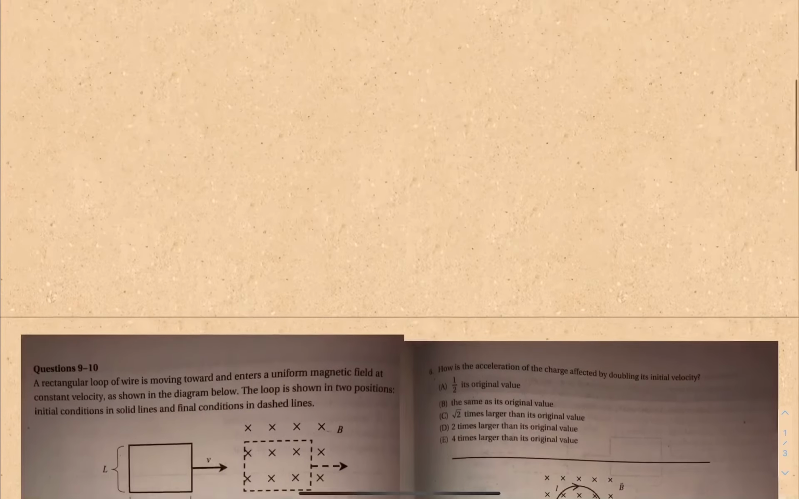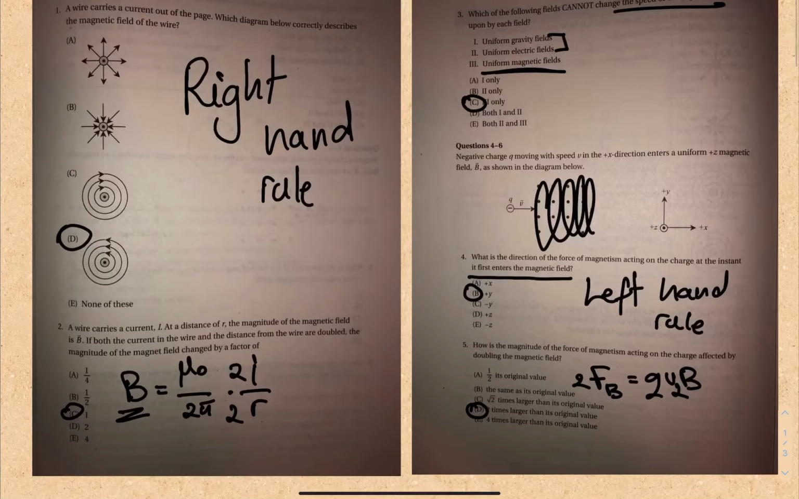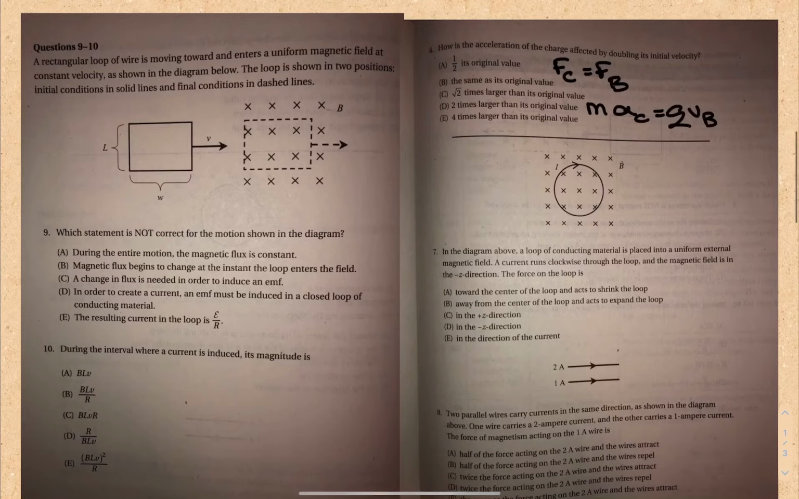How is the acceleration of the charge affected by doubling its initial velocity? So we know that in this case, let's go back. Wait a second. So we know that the magnetic field looks like this, and it's circular. So this force is going towards the center, so it's the centripetal force. So here we will just use this one. We will make these two forces equal and then write their formulas and just solve it.